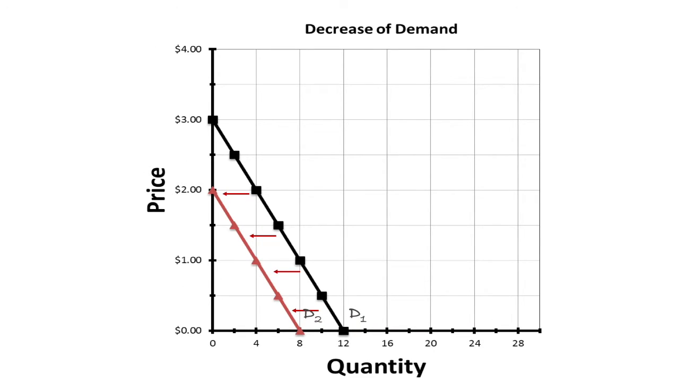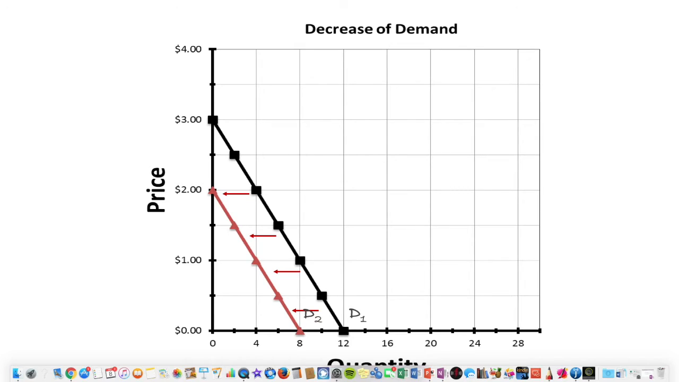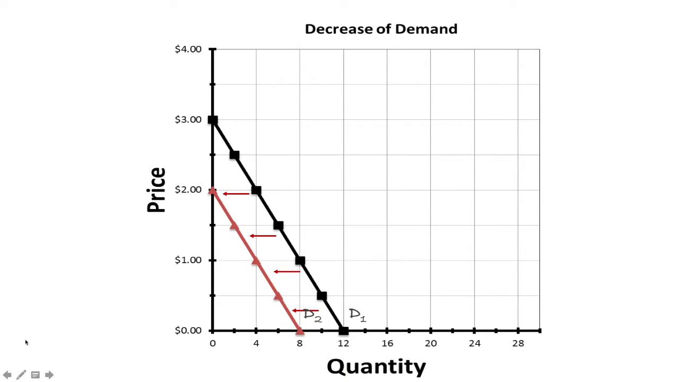A decrease of demand is the opposite. At every price point, the demand curve is actually shifting to the left. So consumers actually want fewer of each good at every price point when there's a decrease of demand. So for example, at $2, consumers had wanted 4. Now at $2, consumers want 0. At $1, consumers had wanted 8. Now at $1 on D2, consumers only want 4.